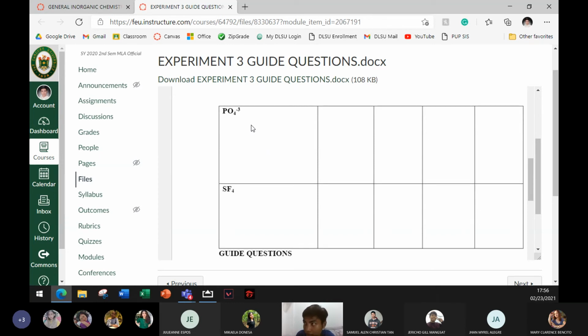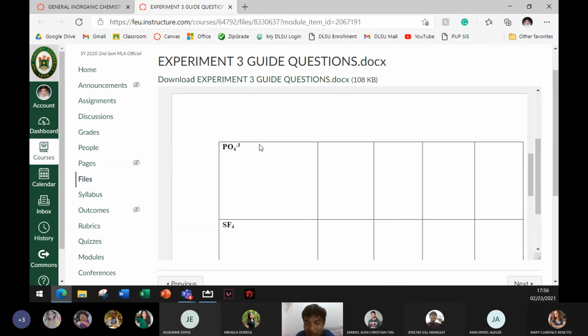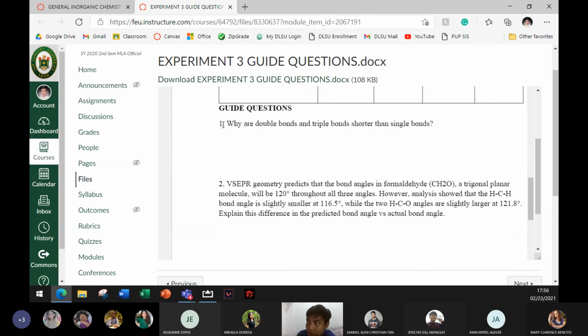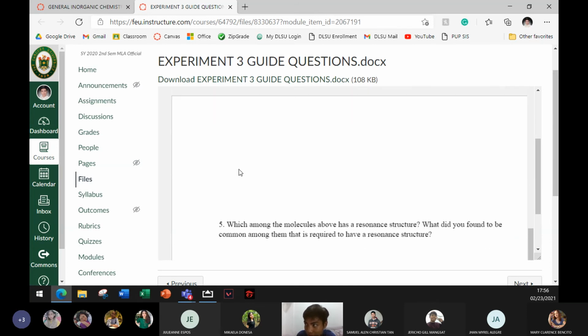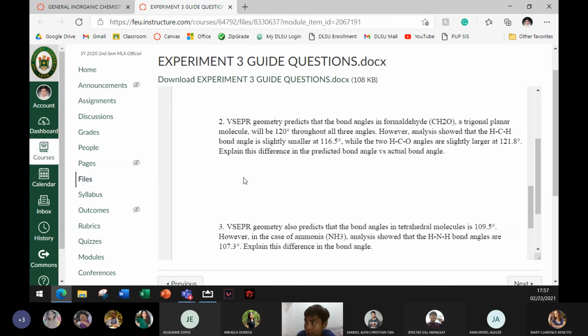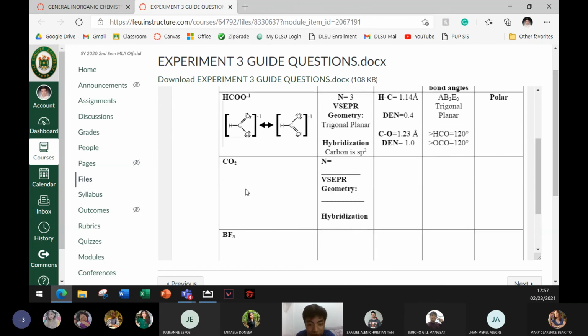Alam ko naman ginugoogle nyo lang tong part na to, no? Okay. So, pero yung drawing, kayo na yan, ha? Kaya nyo yan. Itong mga guide questions, pwede nyo na rin sagutan yun. Itong column, first column, pwede na kayo magsagot. Practicein nyo na yung incomplete octet, odd electron, yung expanded octet, or yung usual octet rule. Okay?